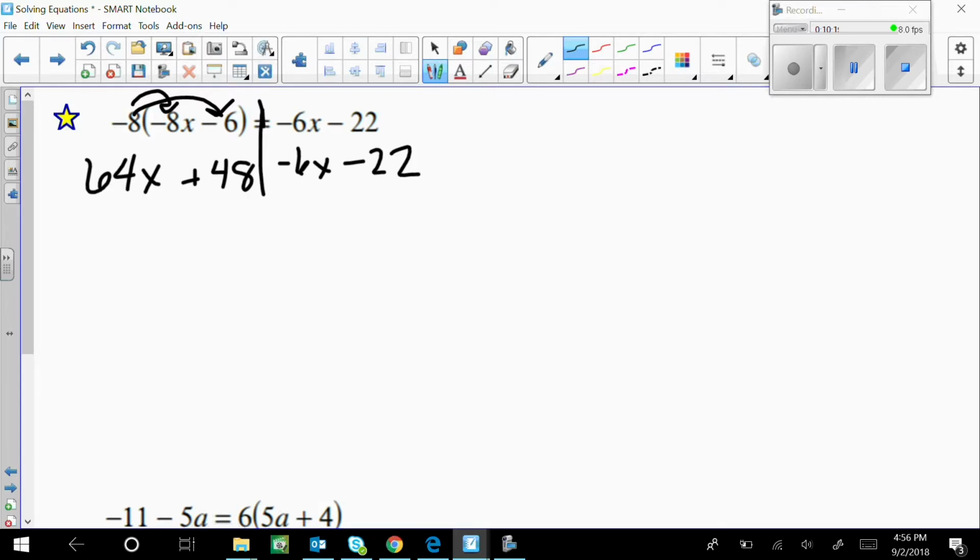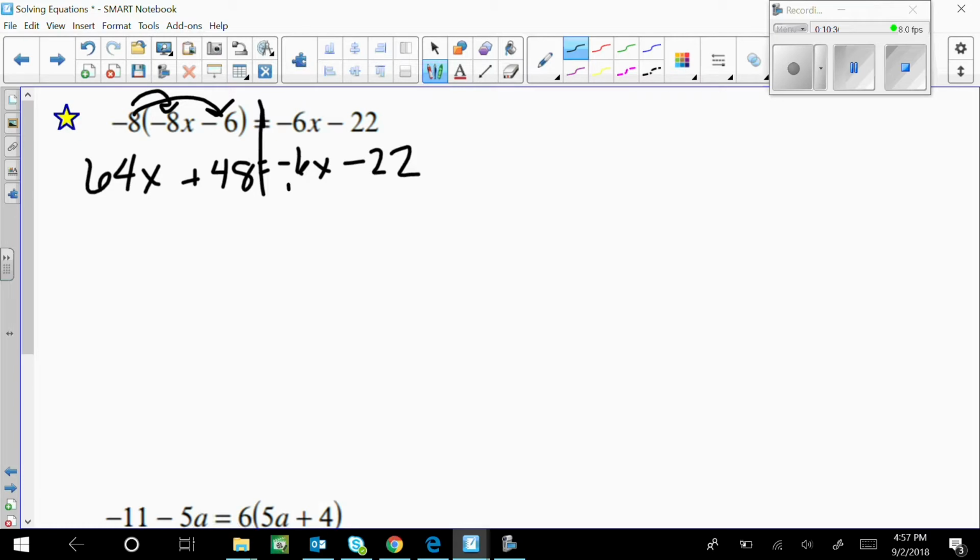I have to combine like terms. There's nothing I can combine on the left side of the equal sign. There's nothing I can combine on the right side. But remember, I have to get that variable all on one side. I can't have my x's on both sides of the equal sign. So I'm going to move my 6x over to the other side.